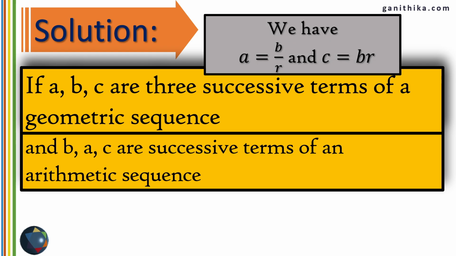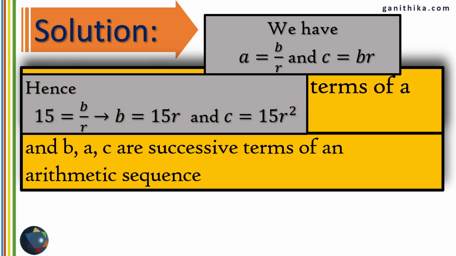We have A is B over R and C is BR from the first part of the question, the geometric sequence part. Using this, we can say B is equal to 15R and C is equal to 15R squared. Substituting A as 15, B over R is equal to 15. Therefore, B is 15R and therefore C is 15R squared: B times R, 15R times R, 15R squared. I hope you understood this.